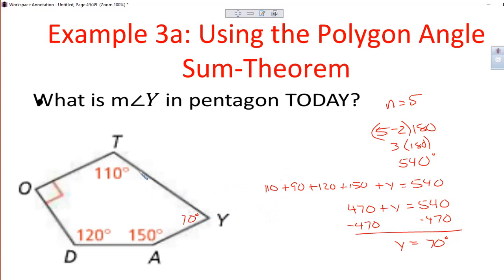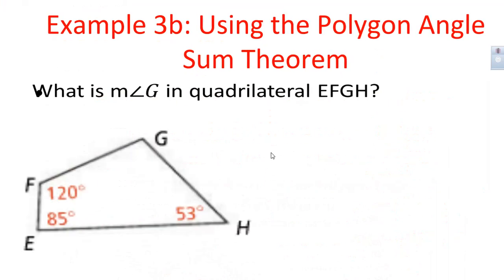So depending on the shape, you're going to find the sum, and you're going to add these angles up and set them equal to that. All right, so let's have you guys look at part B. Find the measure of angle G in quadrilateral EFGH. Pause the video, come back and check your answer when you're done.